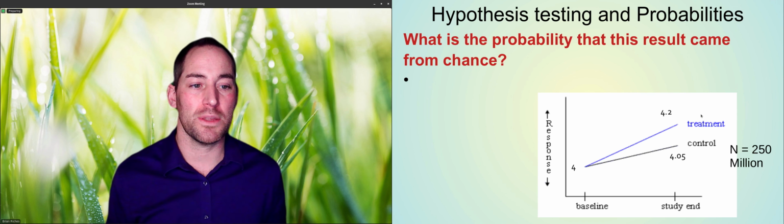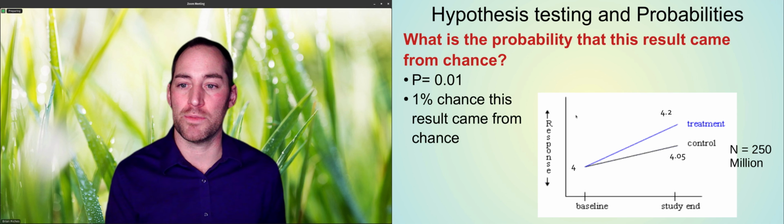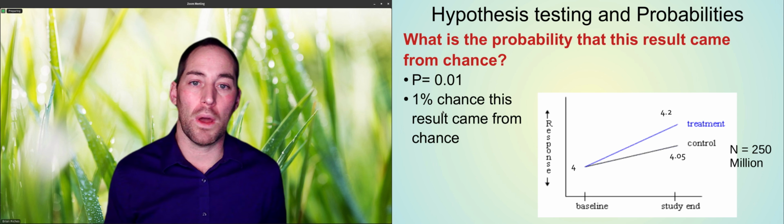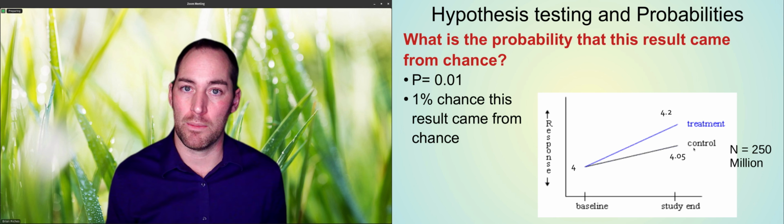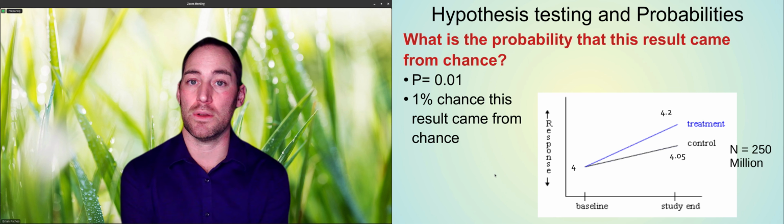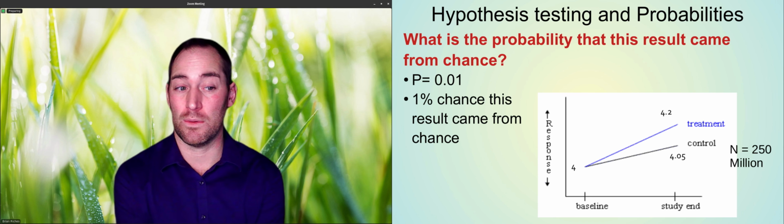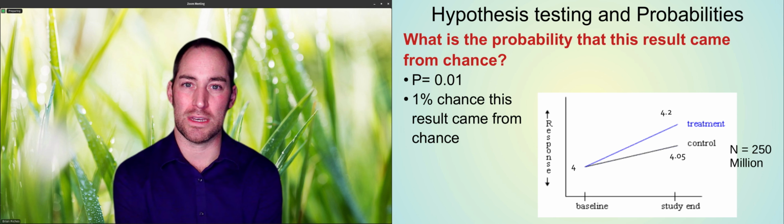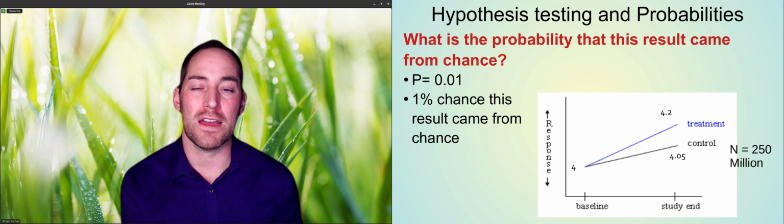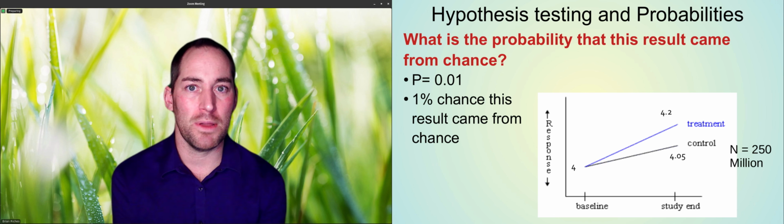So what is the probability that this result came from chance? Actually running the statistics on this, the p-value is 0.001. There's a 0.1% chance that this result came from chance. So is that low enough for you to conclude that this treatment works? Well, it works. It doesn't have a very big effect. It works only a little bit and only increases creativity a little bit. But depending on what you're studying, that effect size, that little change, might be really important.